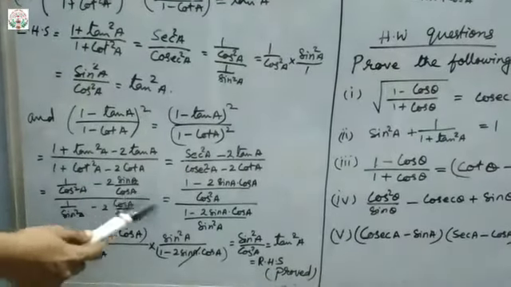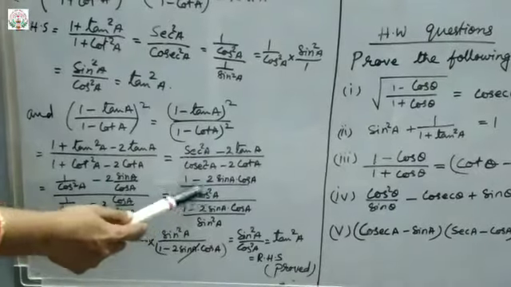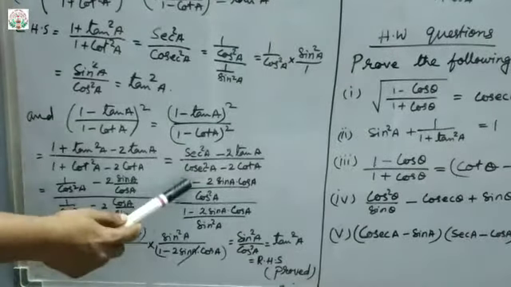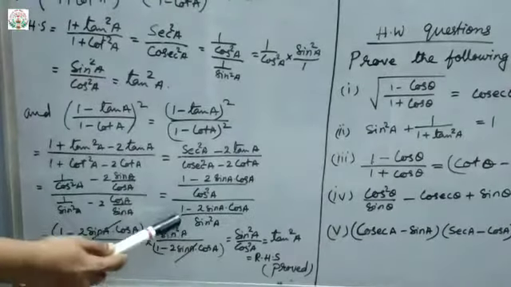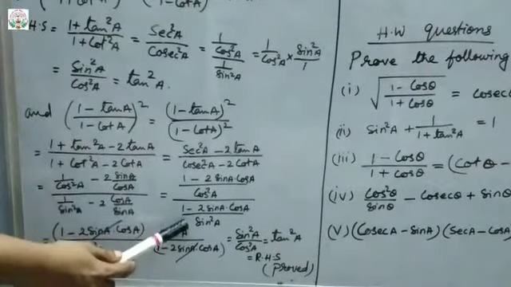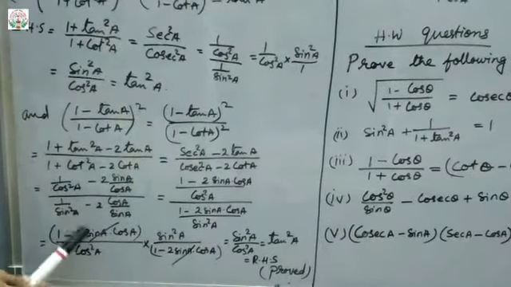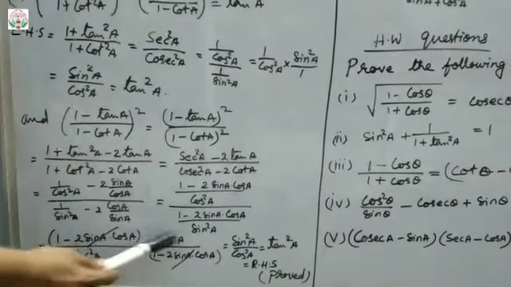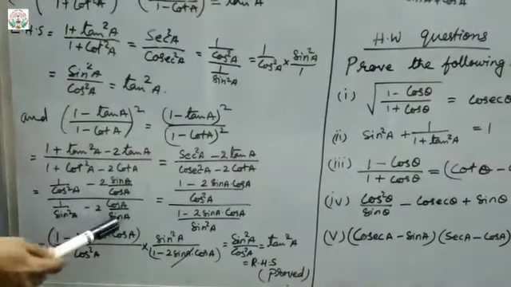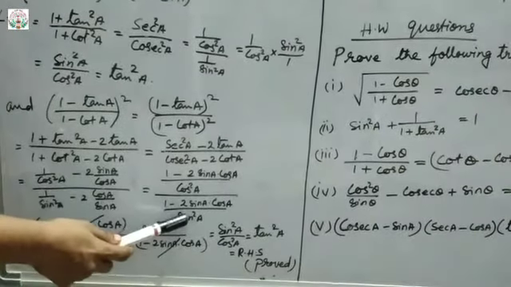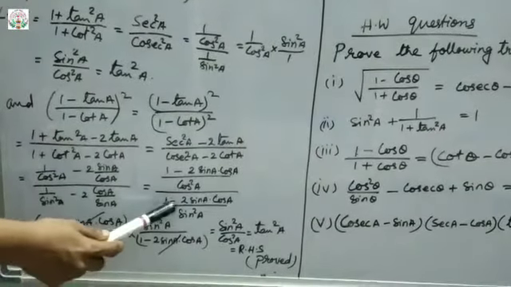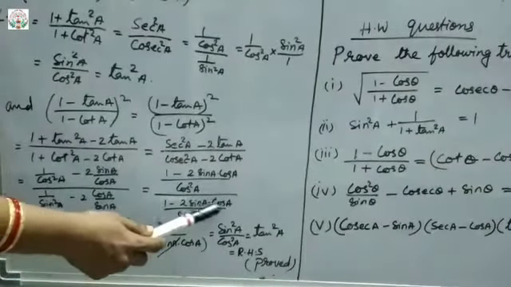Now take the LCM, what will it be? Cos square A. So the numerator will be what? 1 minus 2 into sin A into cos A. The whole denominator, what will it be? That is sin square A. Here you can see cos square, this side we have taken. Okay, in between these two, what is that LCM? Sin square A upon 1 minus 2 sin A into cos A.